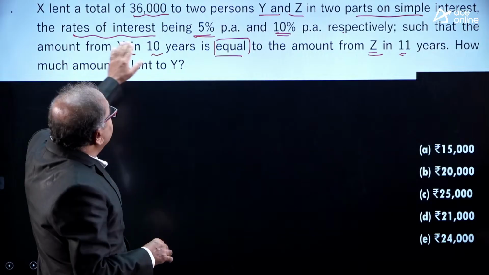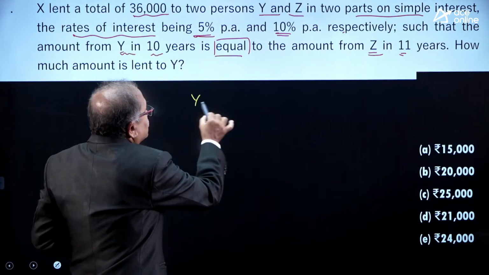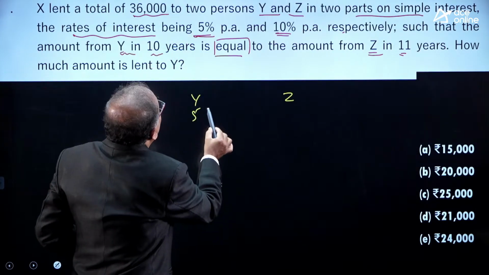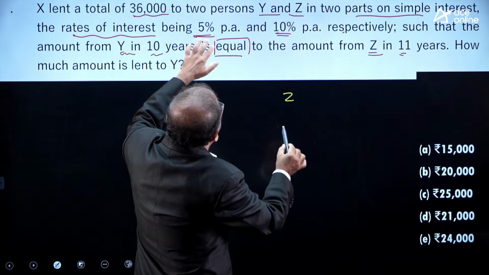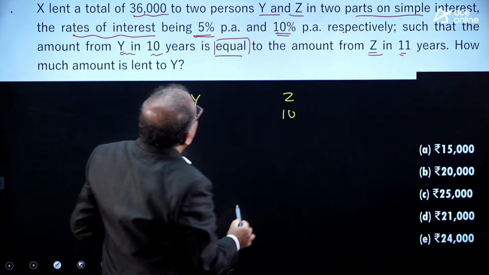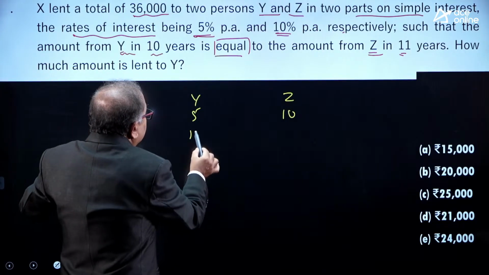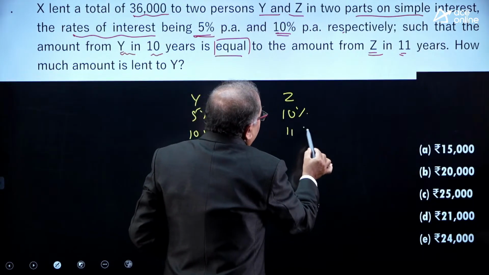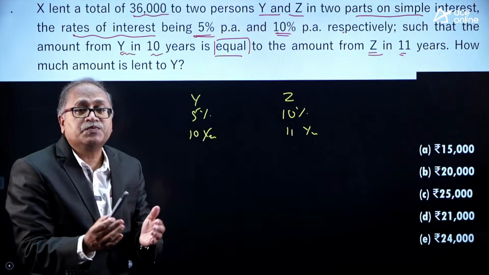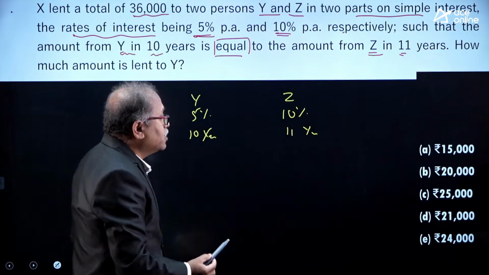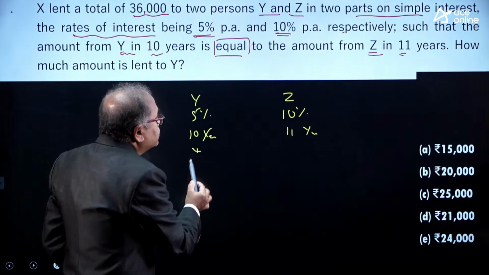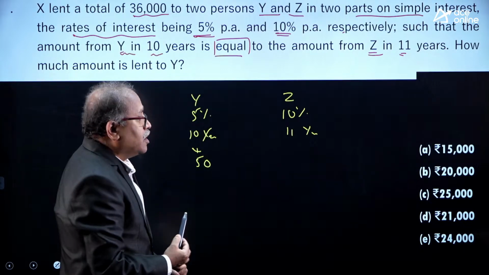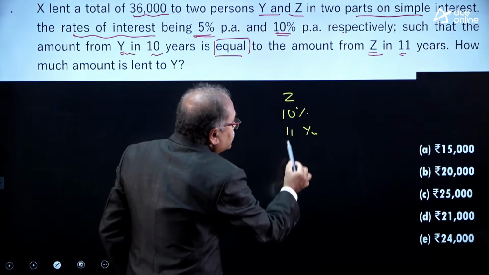So, 36,000 is divided between Y and Z, and here Y is at 5% per annum, and Z is at 10% per annum. Y is for 10 years, 5% for 10 years, Z is 10% for 11 years. Total 5% per annum for 10 years is 50%, and what about this one? 110%.